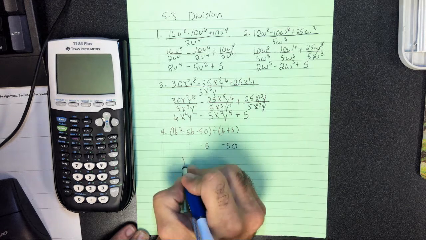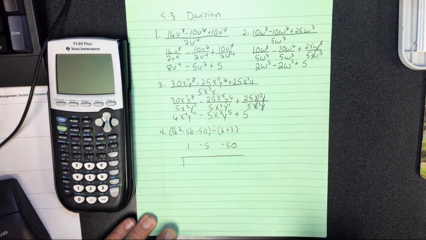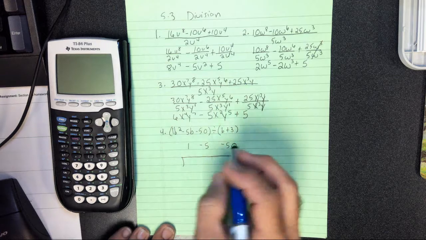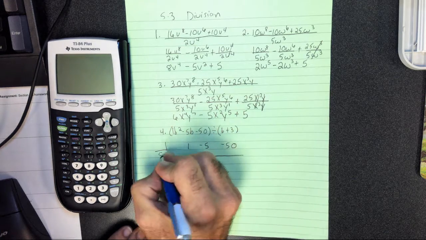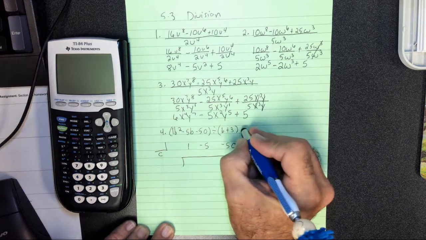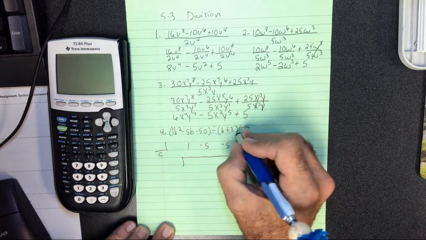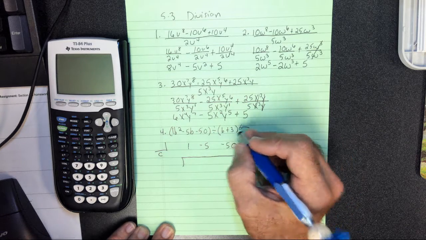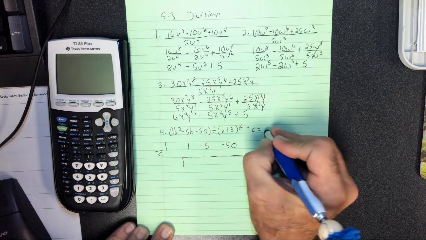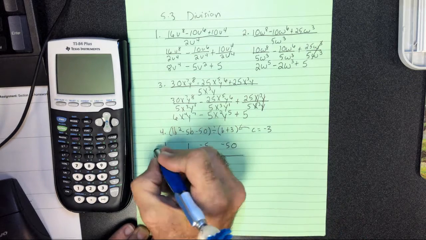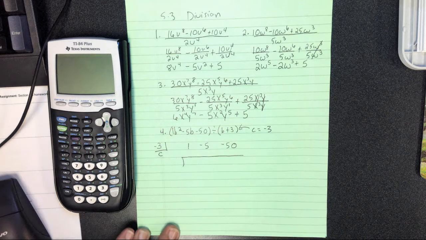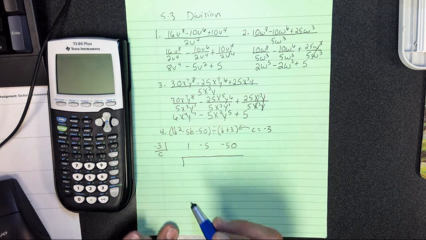Then we write us a little upside down divisor. Now, over here, we put what we call the c. The c, when you're in factored form, is going to be opposite in sign than that plus 3. So my c is going to equal a negative 3. So I put that negative 3 right here. Now, synthetic division is just a pattern, but here we go.